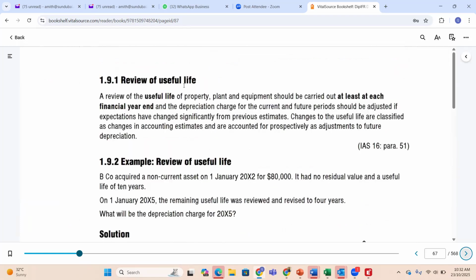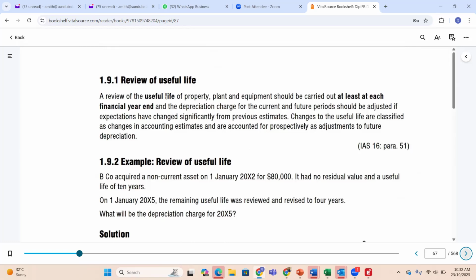So, review of useful life. What if the useful life was changed from 7 years to 10 years, or 10 years to 2 years? Any revision in useful life, how do you account? Prospective. It is a change in accounting estimate and should only be done prospectively, just like how we are doing with revaluation cases.